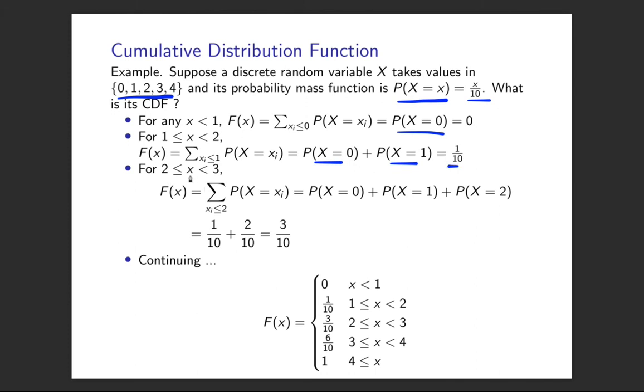And then when x is between 2 and 3, our CDF, the probability that the big X is less than or equal to x, is going to be the probability X equals 0 plus X equals 1 plus X equals 2. You see the interesting values, the 1, the 2 and 3, correspond to the values that X can take. And what we do is sum over all those values that are less than that to get the CDF.